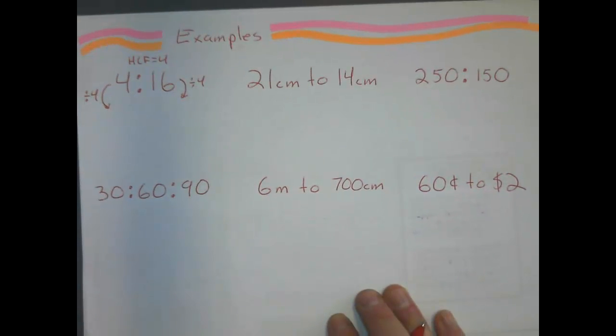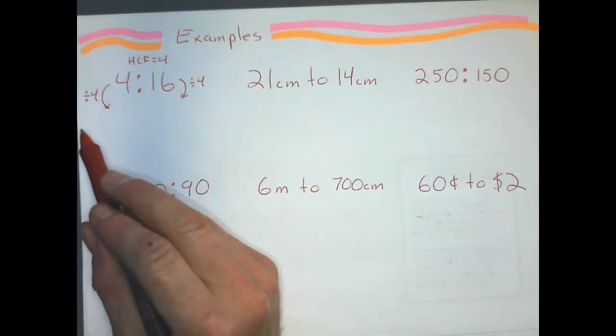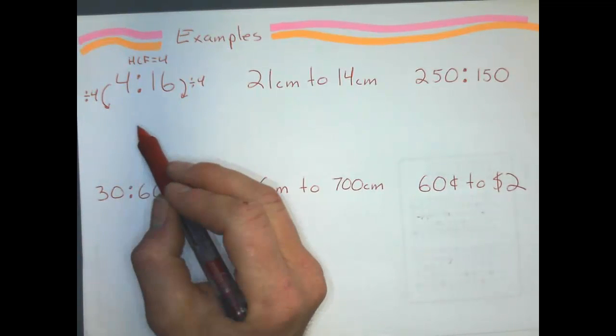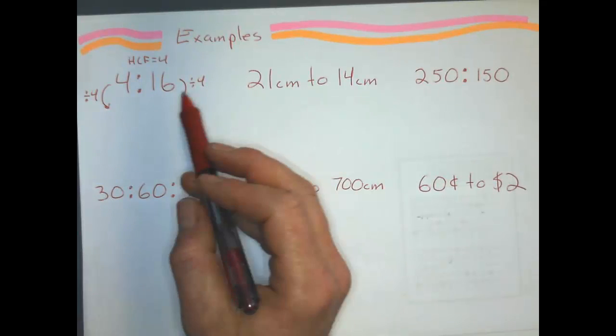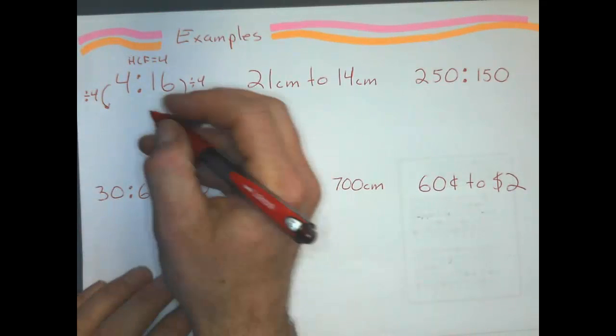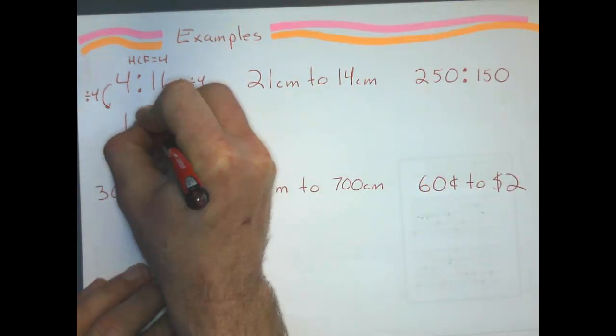The ratios work like fractions. Basically, I'm simplifying a fraction of 4/16, and 4/16 would simplify to a fraction of 1 over 4. It's a similar method. So 4 to 16 is going to give me a simplified ratio of 1 to 4.